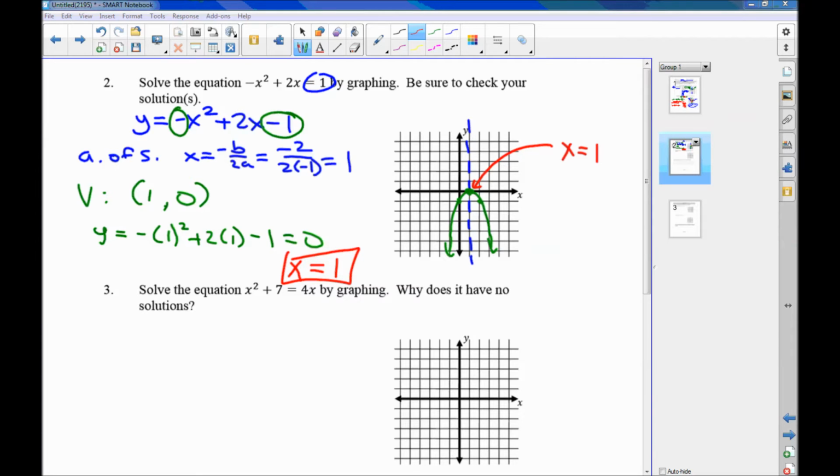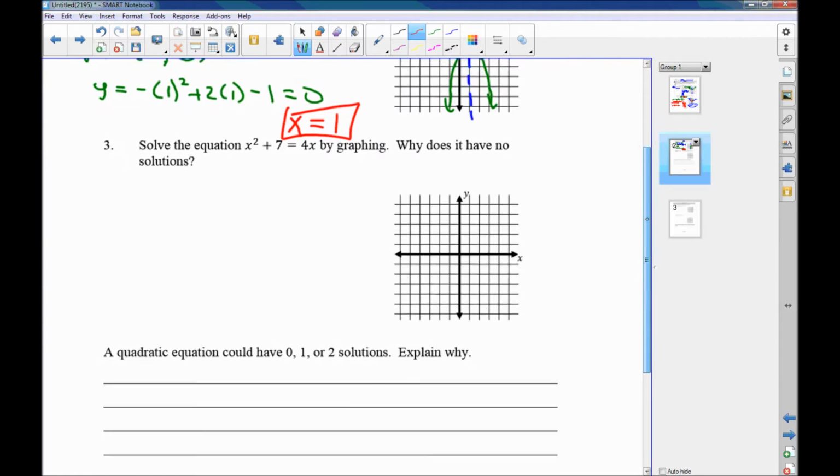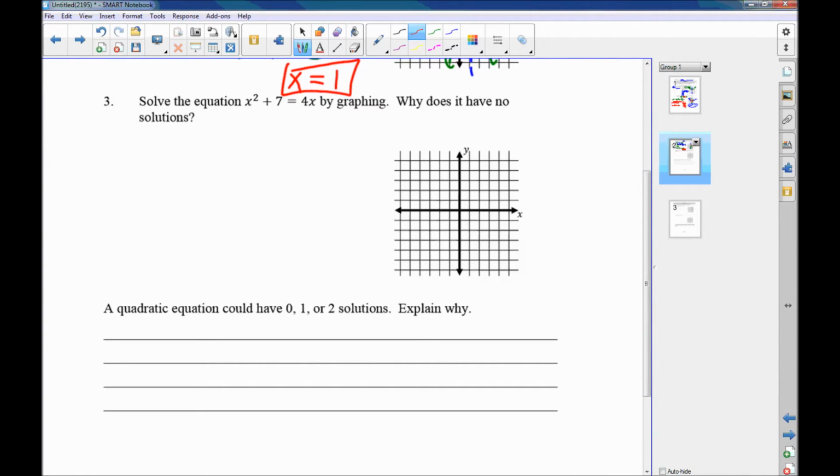So a parabola could cross the x-axis twice. We get 2 solutions. A parabola could cross the x-axis only once. Then we would get 1 solution. And let's see what happens in our last one here. So we're trying to solve this equation. We got to move the 4x over so we get set it equal to 0. Okay, so we're going to do that by graphing this function, x squared minus 4x plus 7.